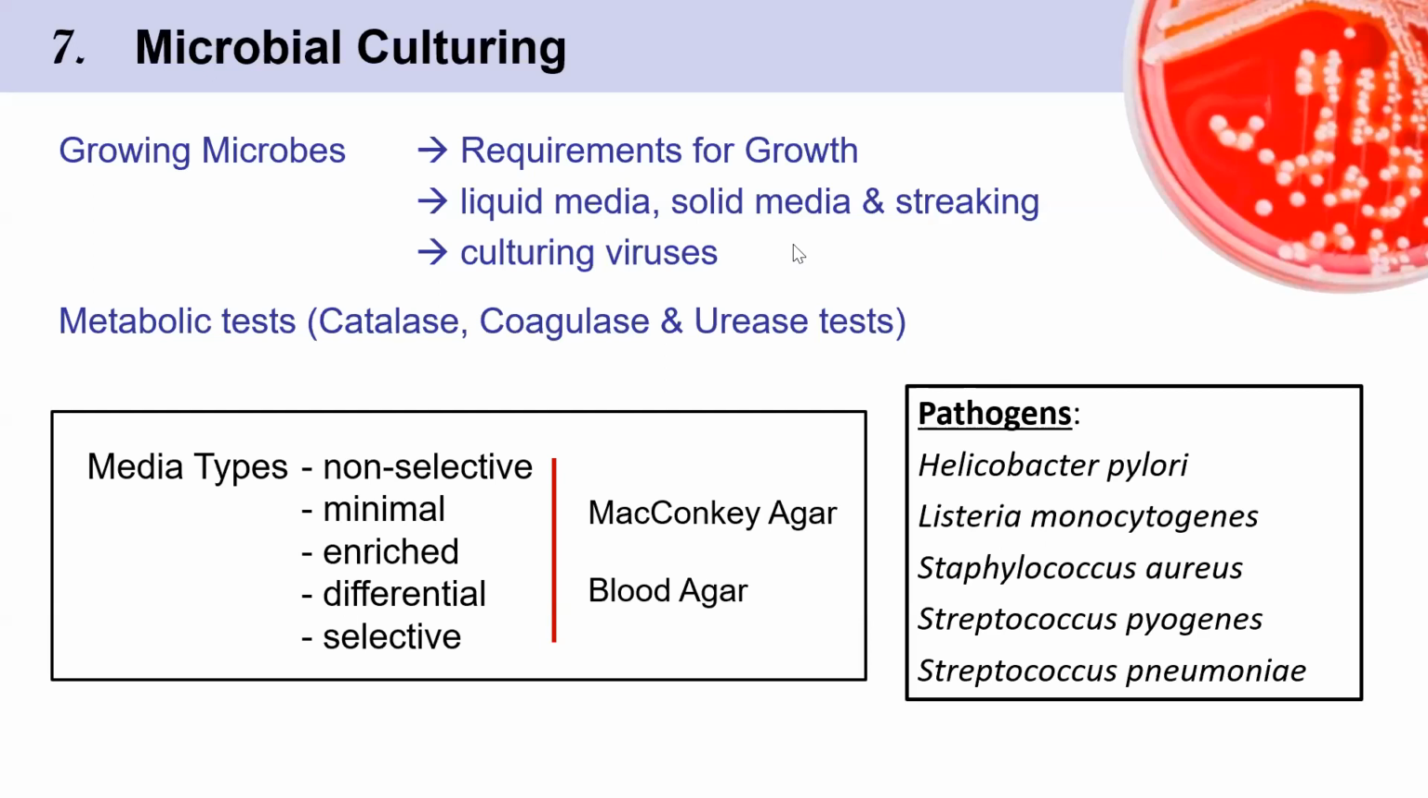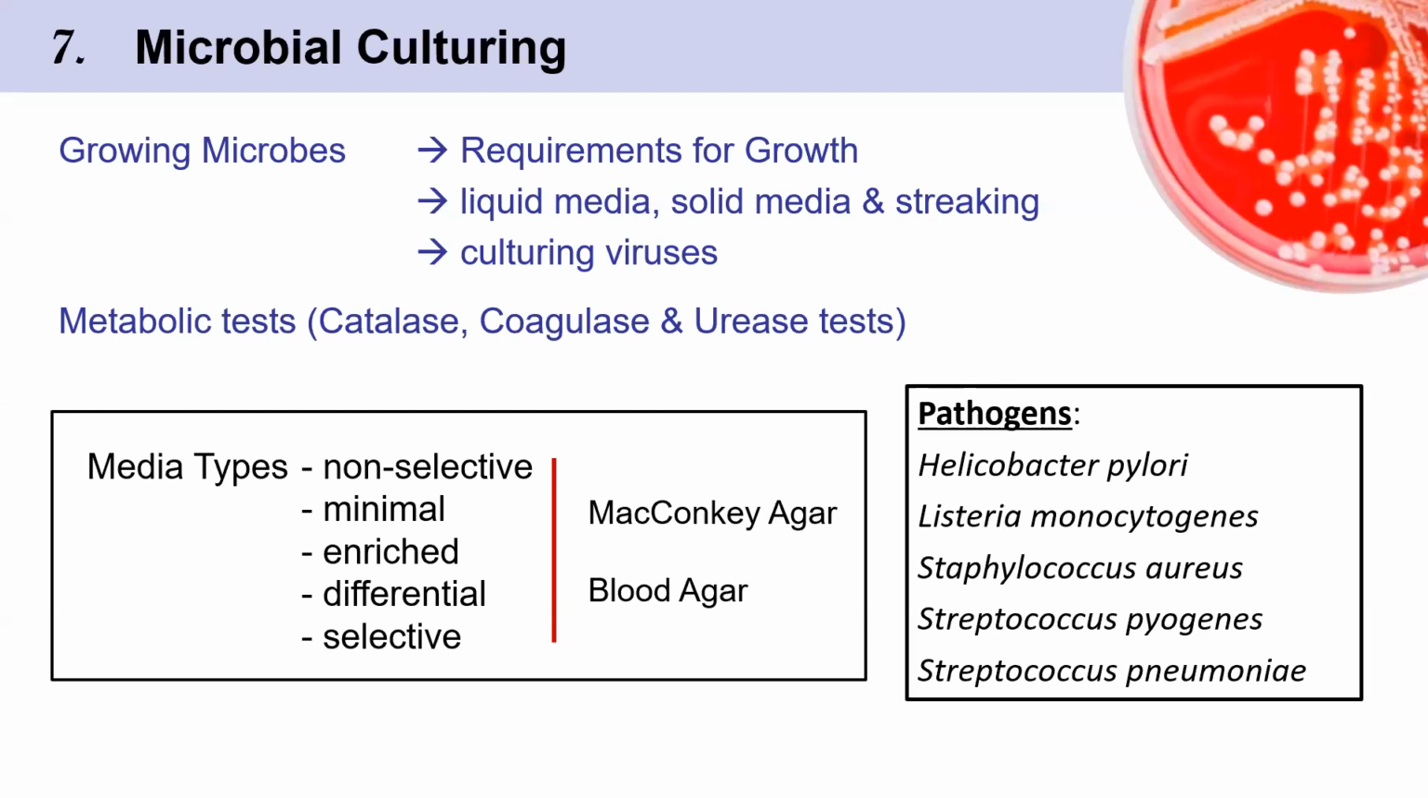So microbial culturing. We talked about a bunch of things. We talked about things like media, what that is, requirements for growth. So things like temperature and pH and food for the microorganisms. We talked a little bit about methods for culturing viruses. And then we talked about some different media types.